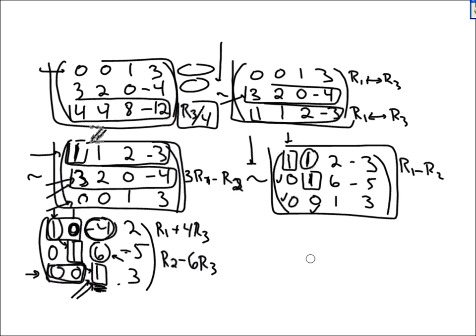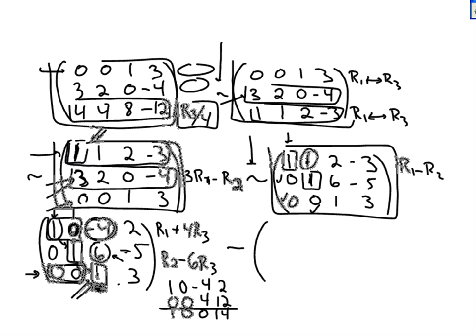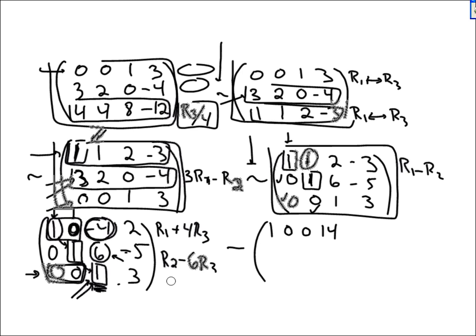So row 1 is 1, 0, negative 4, 2. Here is row 1. I'm going to multiply row 3 by 4. 4 times 0, 4 times 0, 4 times 1, 4 times 3. And if I add these, I get 1, 0, 0, 14. So row 1 becomes 1, 0, 0, 14. Hopefully I'm not making some silly arithmetic error, but it's the concept. It's not arithmetic errors.